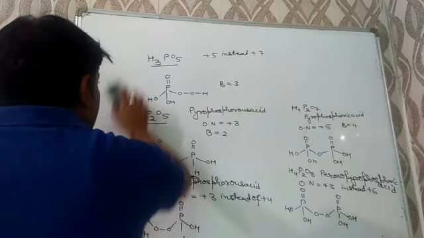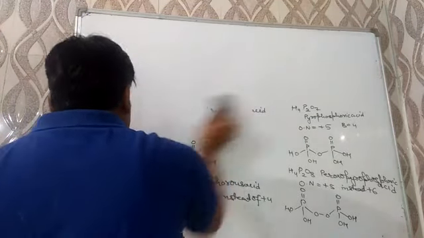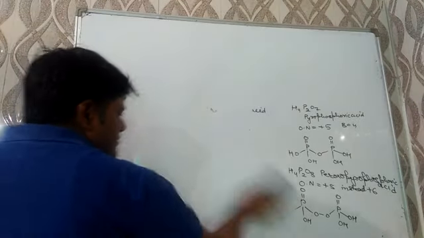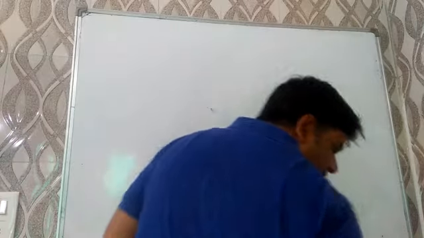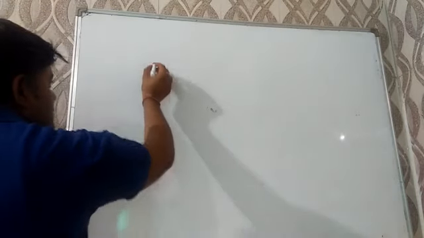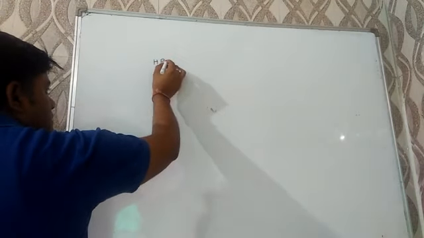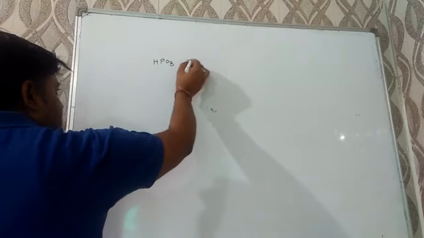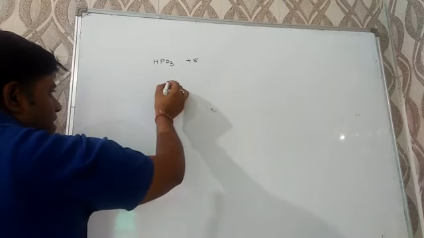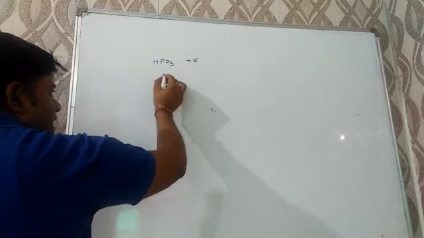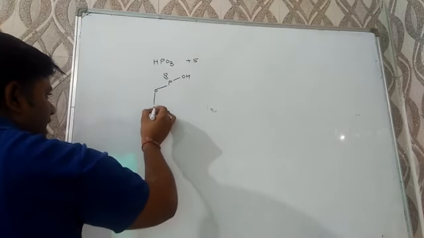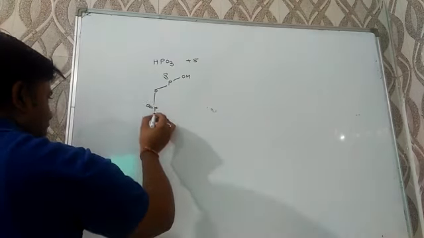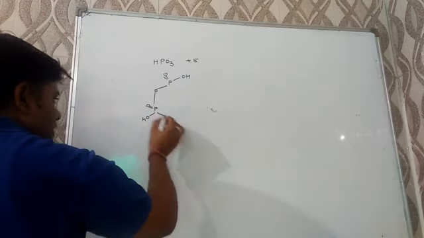Next, the last one, that is HPO3, metaphosphoric acid. Oxidation number +5. Basicity is 1, but it has a cyclic trimeric structure.